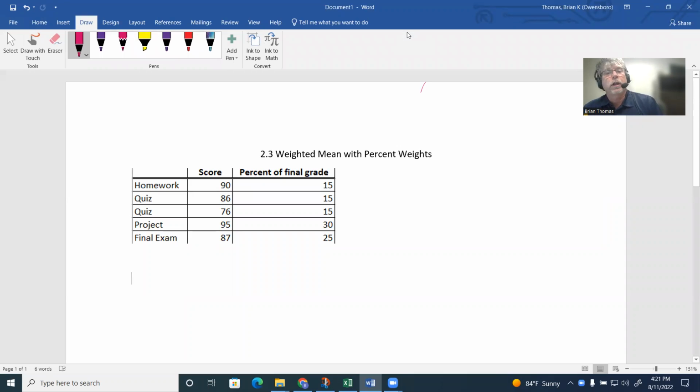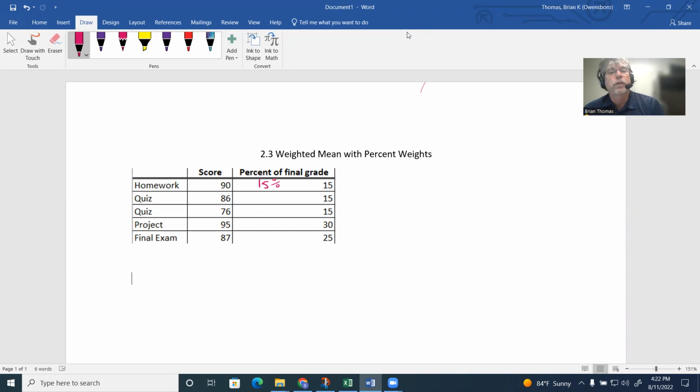So again, we're going to look at another example involving weighted mean, but this time we're going to be dealing with percent weights. So we have a homework score of 90 and its weight is 15% of the grade. So these weights are actually in percents. So this actually would be like 15%.